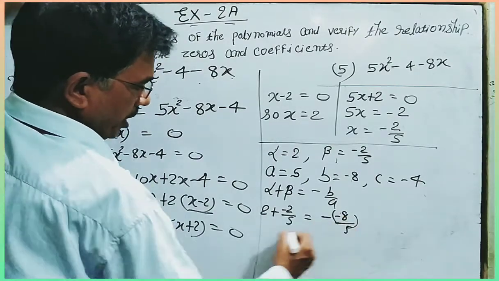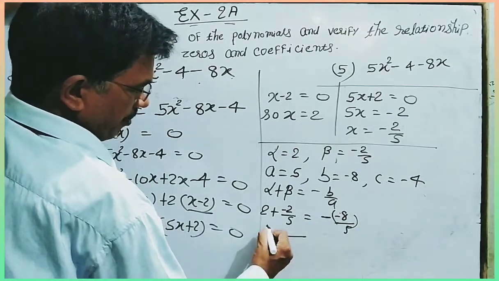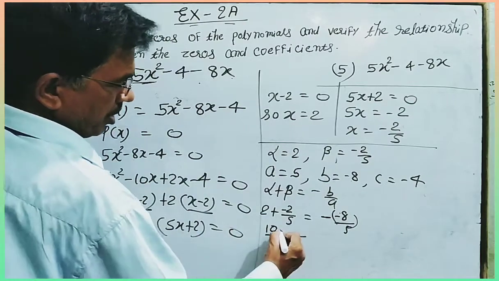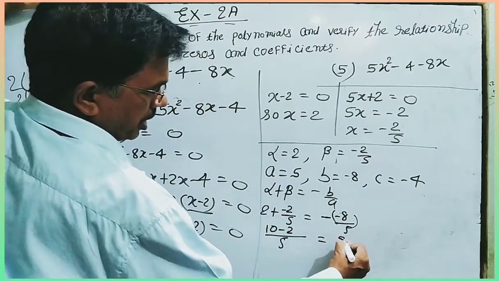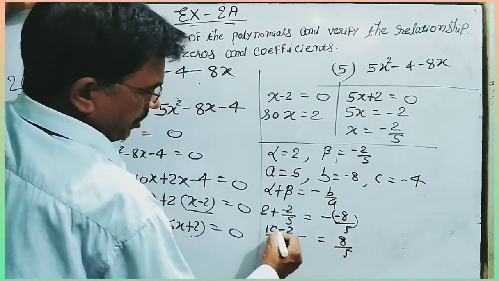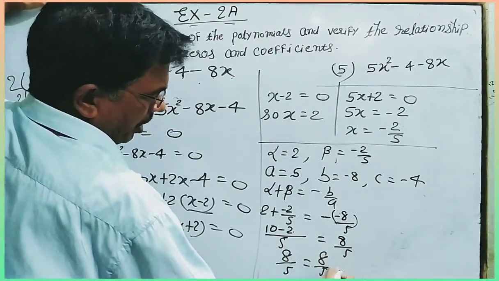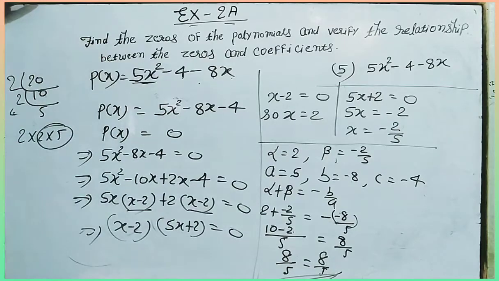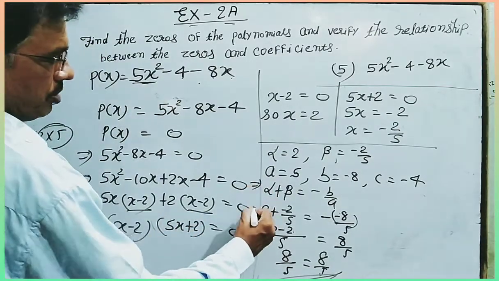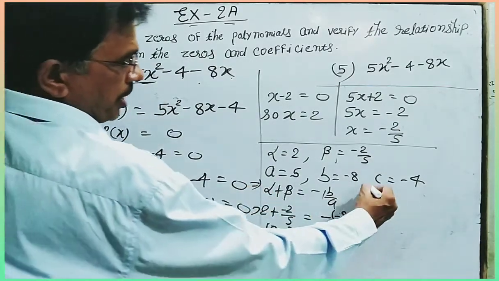Then here you write LCM is 5. 5 to the 10 minus 2. It is 8 by 5. When you solve it, you also get 8 by 5 is equal to 8 by 5. Then both are right. So the sum of the zeros is equal to minus b by a.